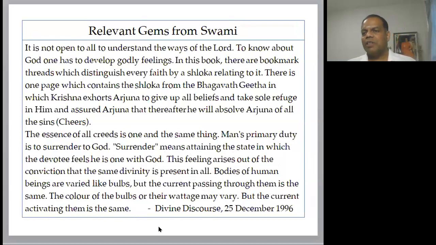So as you can see, Swami has given a completely different meaning to the word surrender. We think surrender means, anything can happen, we will accept, that kind of a feeling. But Swami says, no, surrender means where the devotee feels he is one with God. There's no difference. So that's the meaning Swami has given for the word surrender.